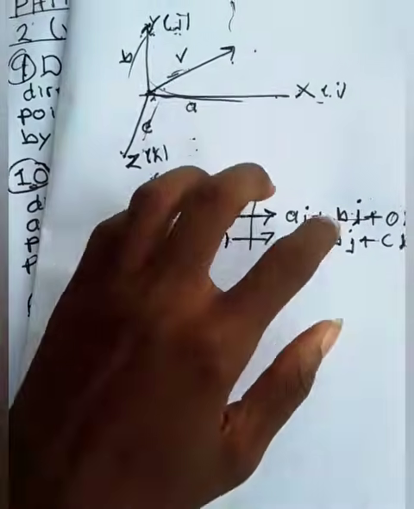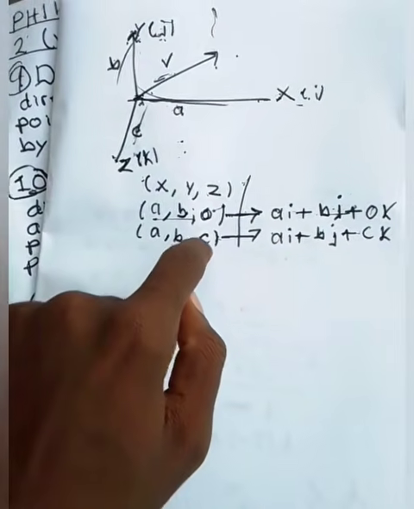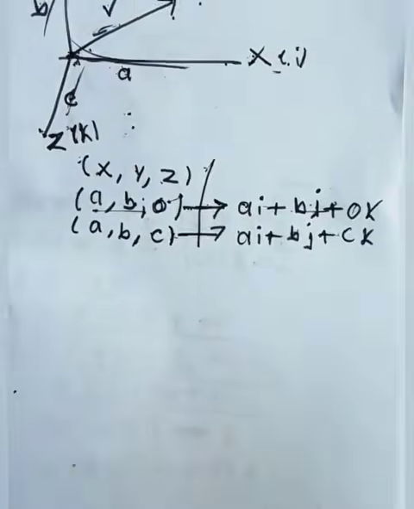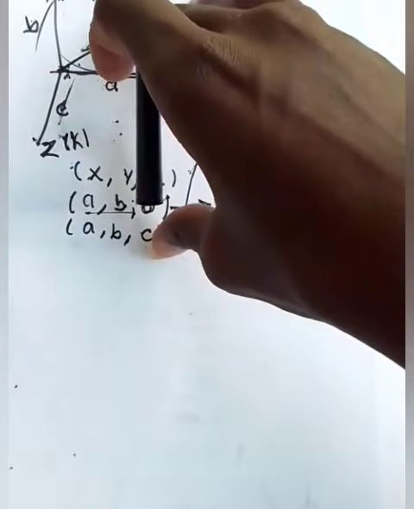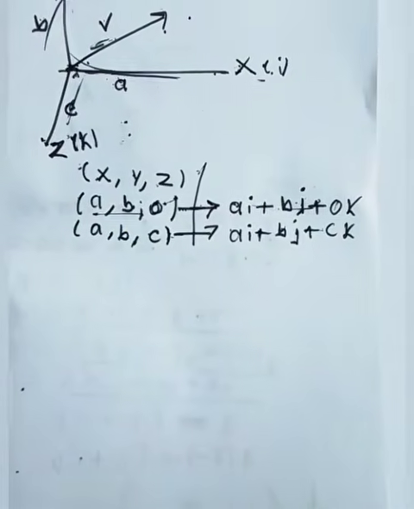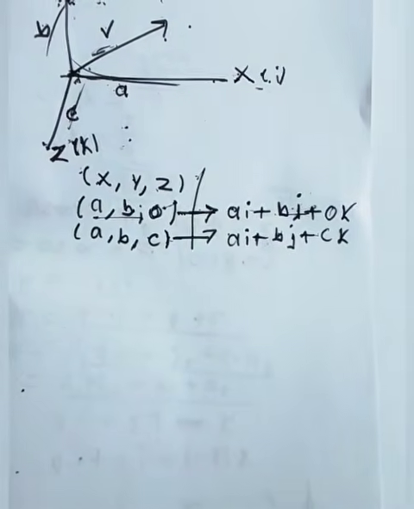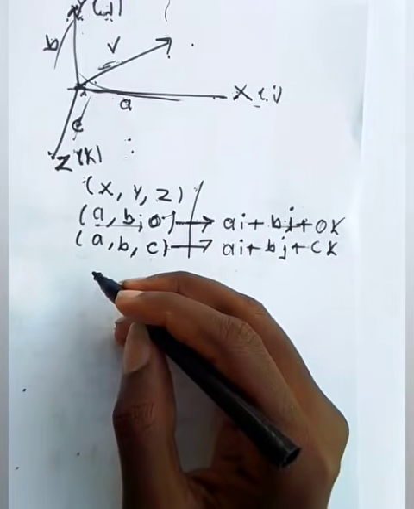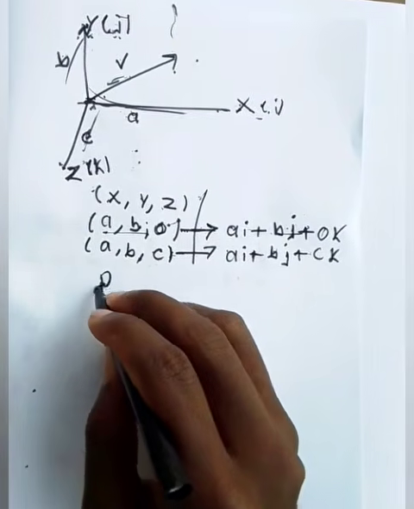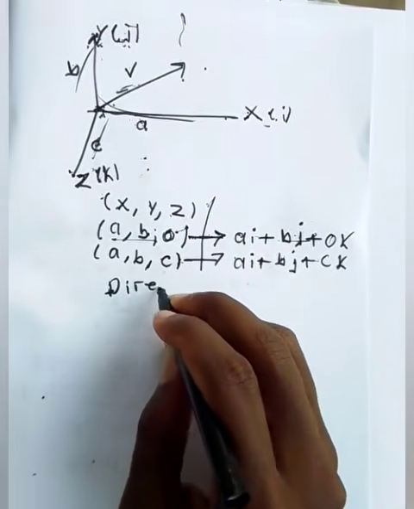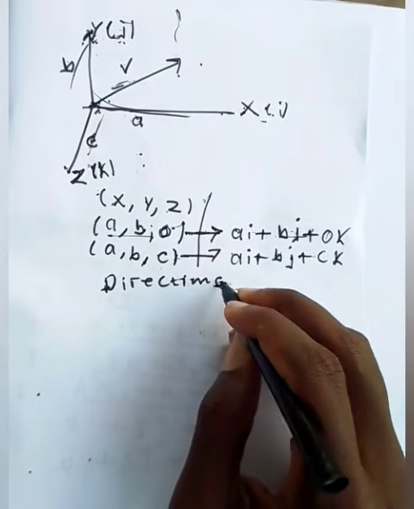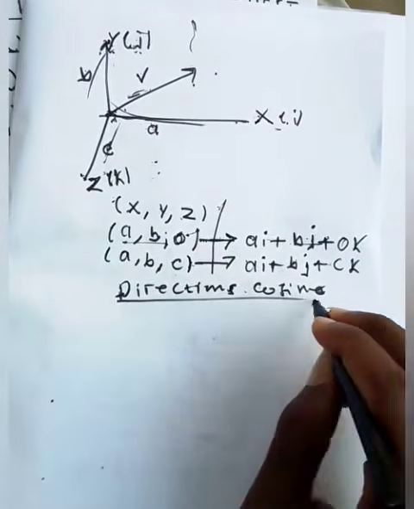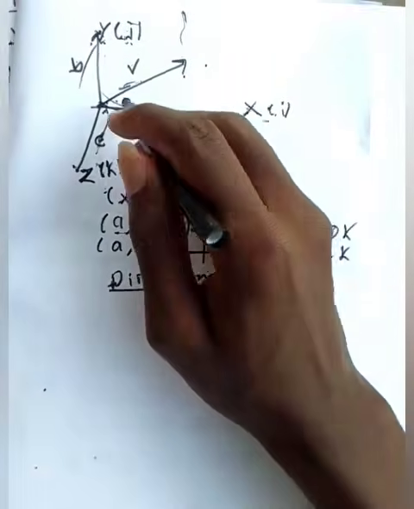So now you need to understand this. We can describe this vector in this manner as well. Okay, so this is one of the concepts that you should know. The other concept that you should know is the concept of the direction cosines. If they tell you to find the direction cosine, they simply describe the direction of the vector.